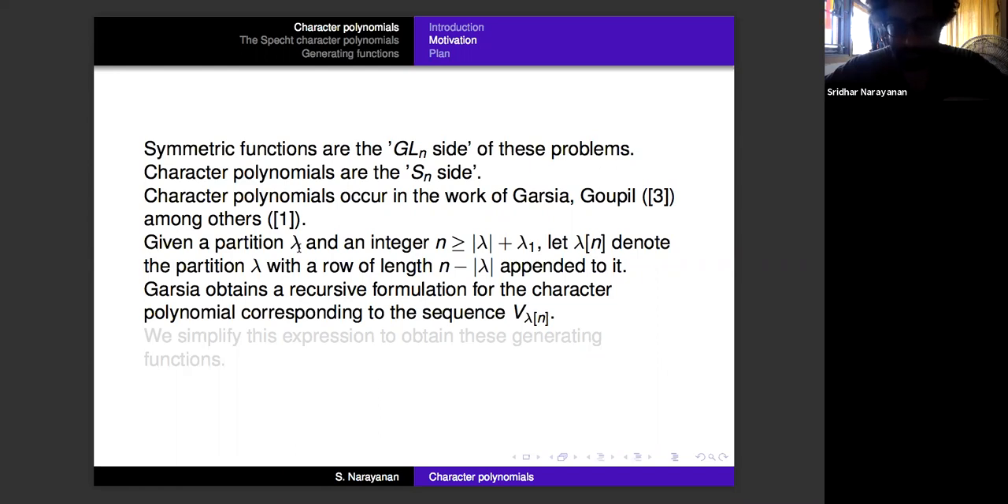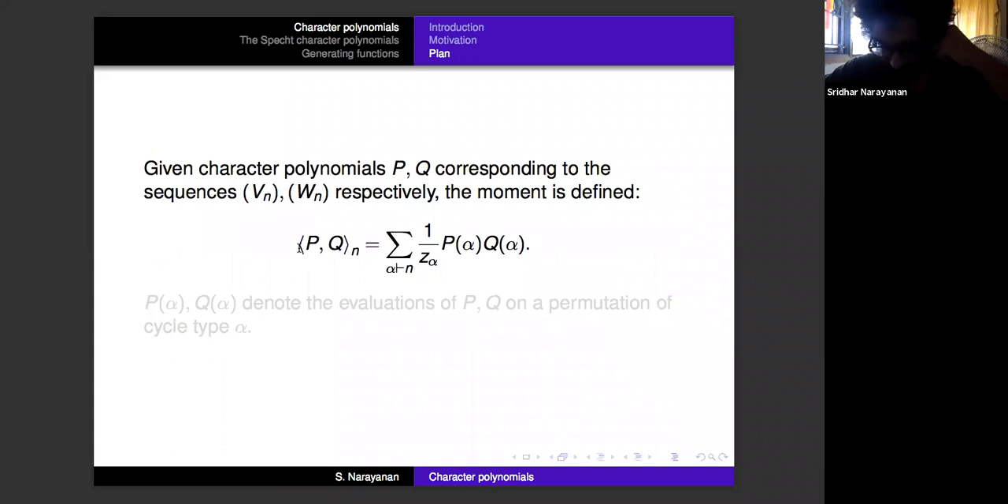If you take this sequence as n varies, that sequence has a character polynomial associated to it, which first occurs in the work of Macdonald. But Garcia and Goupil, in their paper, give us a recursive definition of this character polynomial, which we aim to clean up and use. So at this point, let's introduce what we mean by moment.